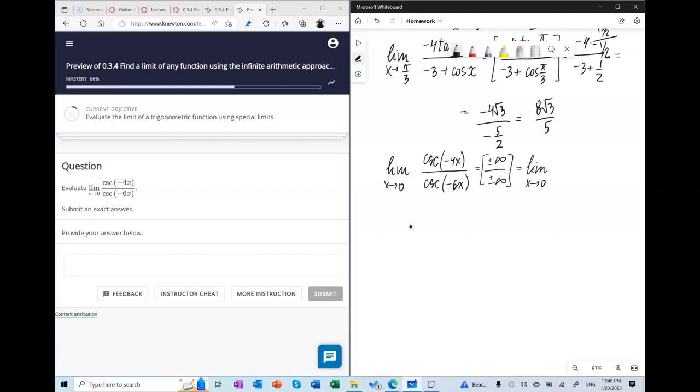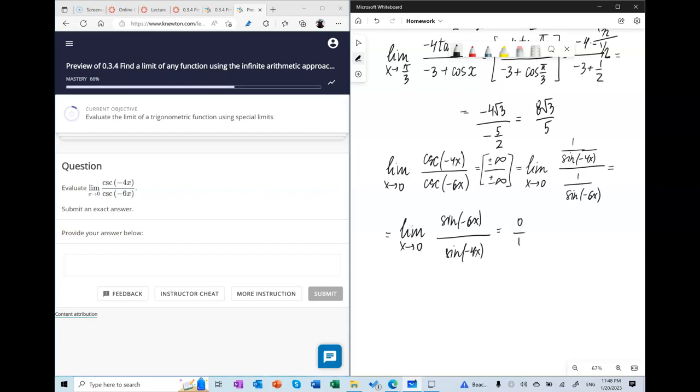We can continue to be confused by this, but instead, what we can do is rewrite cosecant as a sine. So this will be 1 over sine of negative 4x, and this will be 1 over sine of negative 6x. And we can further simplify it using the properties of fractions. So we end up with sine of negative 6x divided by sine of negative 4x.